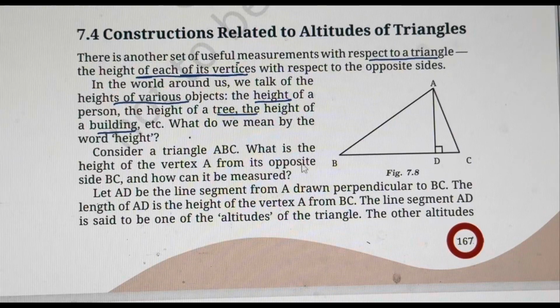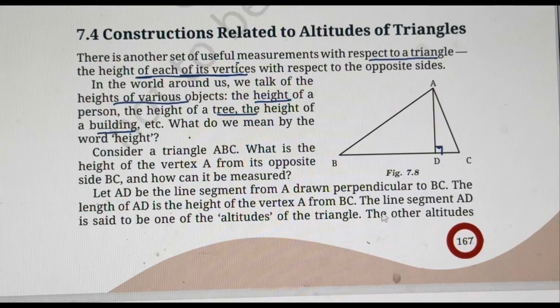Here, if we consider this triangle ABC, what is the height of the vertex A from its opposite side BC, and how can this AD be measured? Let AD be the line segment from A drawn perpendicular to BC. This is important, that it is perpendicular. It will always form a 90-degree angle over here. Height should be straight, isn't it? So the length of AD is the height of the vertex from BC.